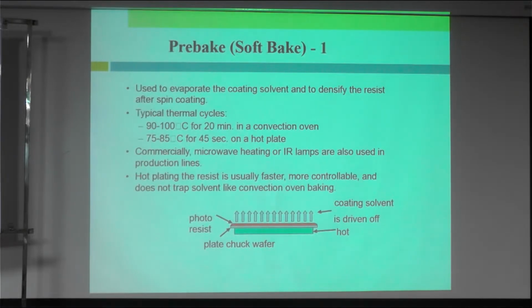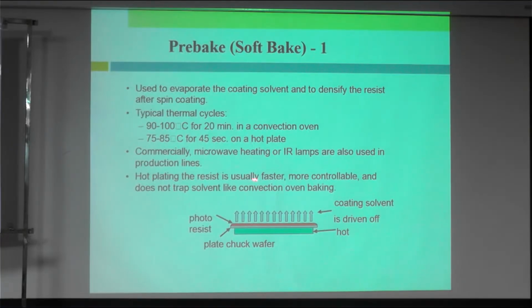So then we go into pre-bake, used to evaporate the coating solvent and to densify the resist after spin coating. And typical thermal cycles are 90 to 100 degrees Celsius for 20 minutes, for example, in the convection oven, and 75 to 85 degrees Celsius for 45 seconds on a hot plate. So the hot plate and the oven might provide you different quality of photoresist coating.